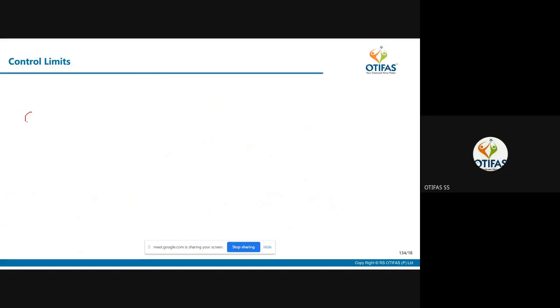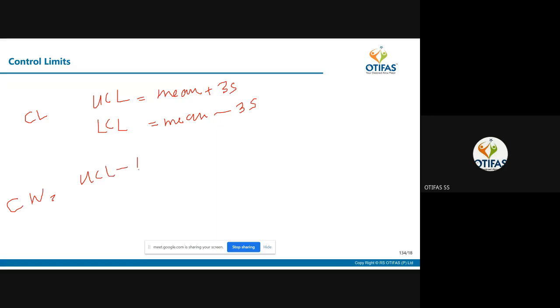Now, what is a control limit? What is the upper control limit equal to? Tell me, please. Mean plus 3 sigma. What is the lower control limit? Mean minus 3 sigma. Now tell me, what is the control width? 6 sigma. Yes. So the control width is equal to UCL minus LCL.